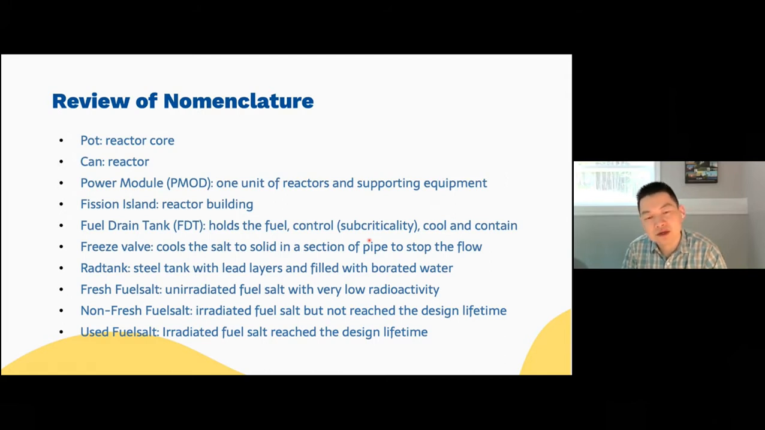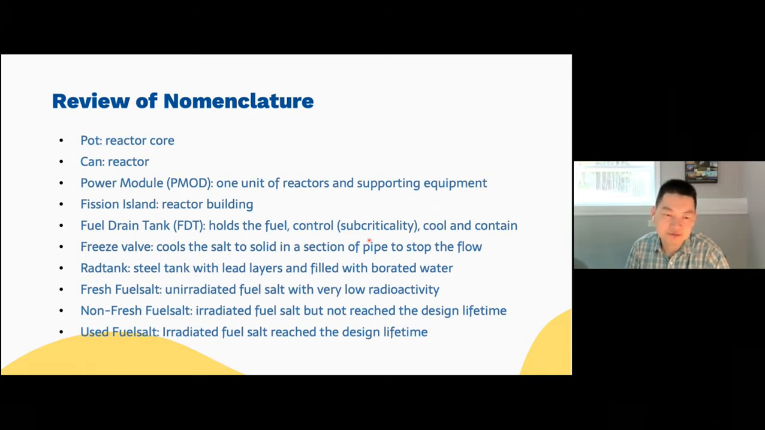What the traditional power plant does not have is a fuel drain tank, which is a unique feature with ThorCon 500. This fuel drain tank can hold the fuel, maintain subcriticality by geometry, cool the fuel passively, and contain the fuel. We're going to see a lot of this during our normal operation.